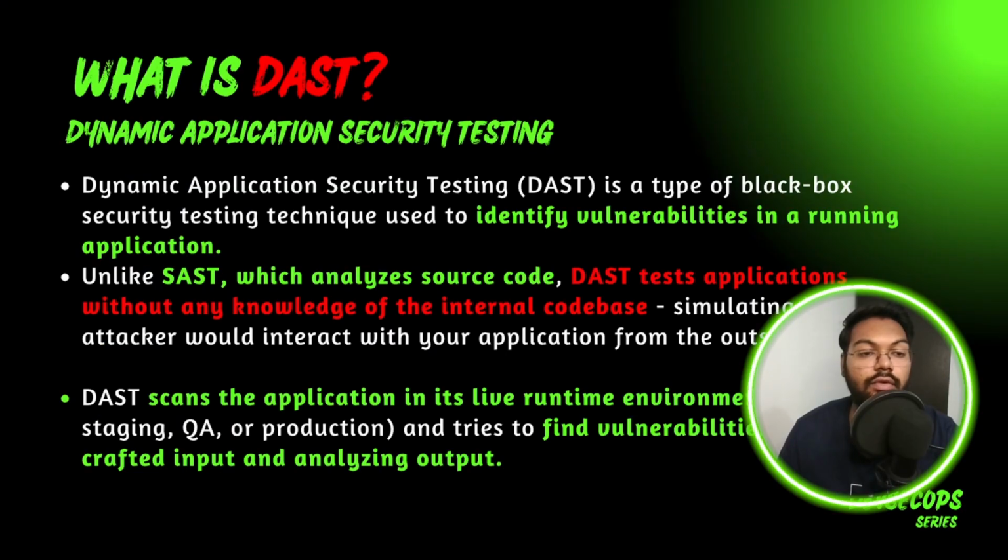So what is DAST? DAST is the abbreviation for Dynamic Application Security Testing, and it is a type of black box security testing in which we identify vulnerabilities in a running application. So imagine you are writing a code. Once you build that code and run it, that's a running application. So code versus an application.